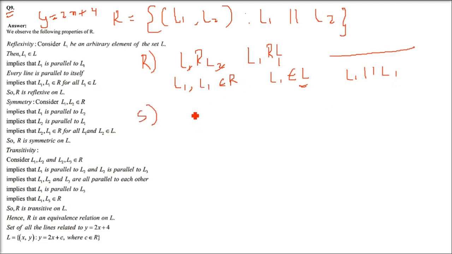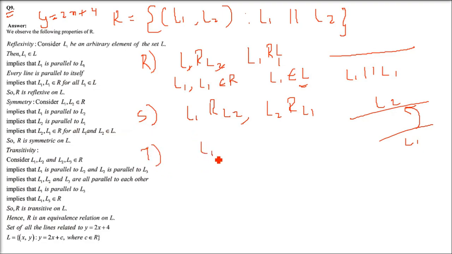Now symmetry. Now we'll take L1, L2 here. If L1 is related to L2, that is L1 is parallel to L2, then if we change L1 and L2, it is quite obvious that L2 should be parallel to L1. If one line is parallel to another one, the other one will be parallel to the previous one. So it is symmetric as well.